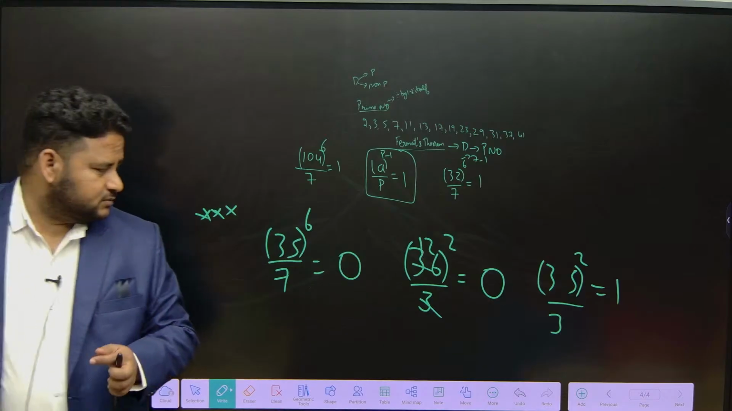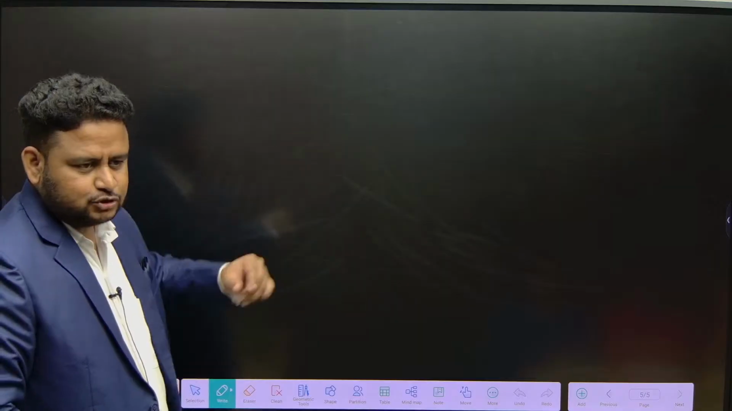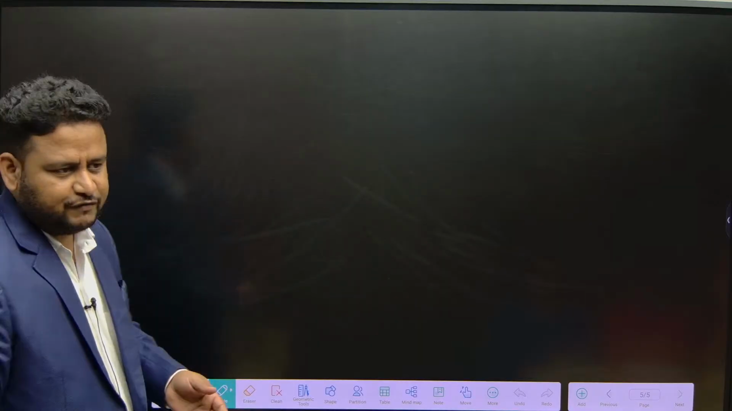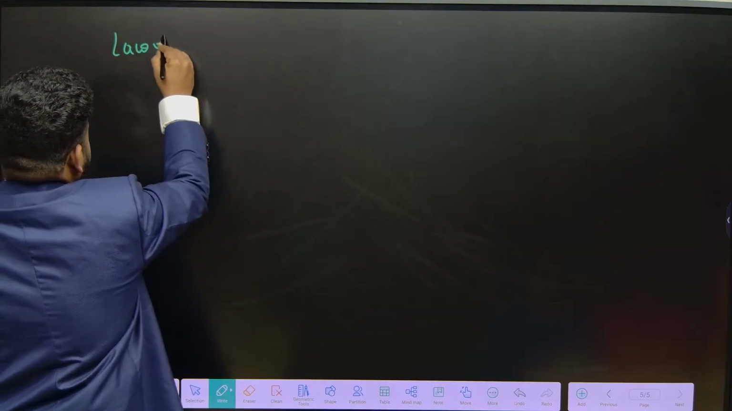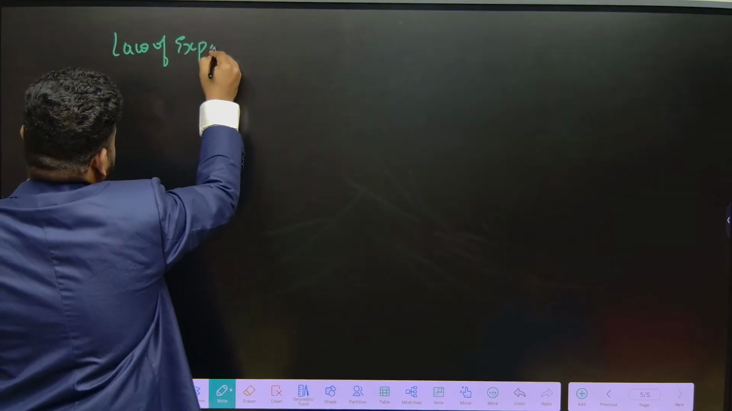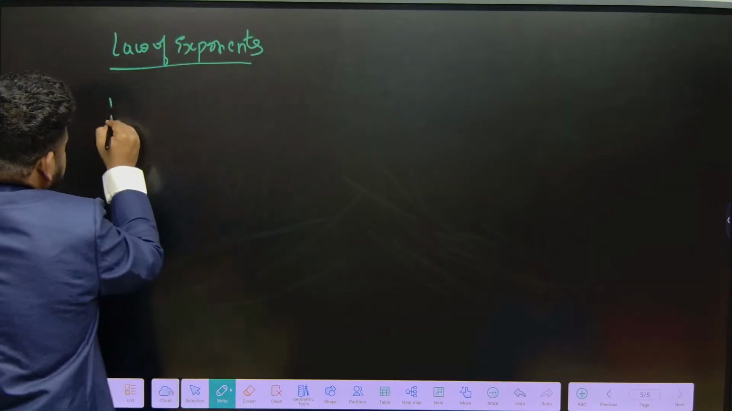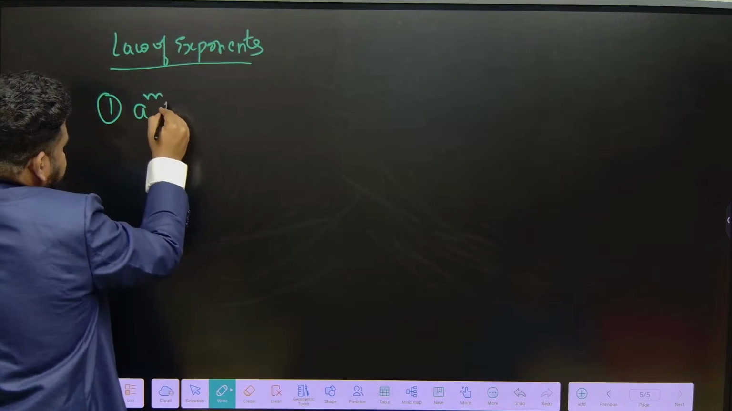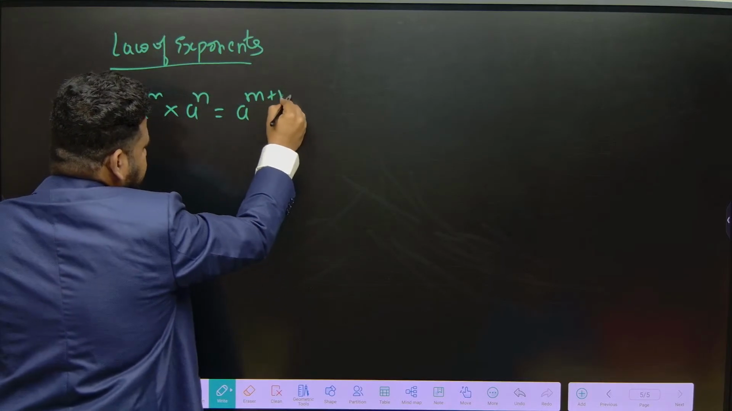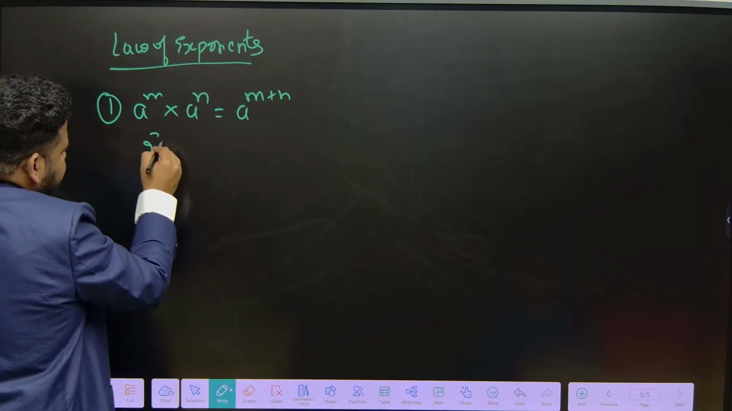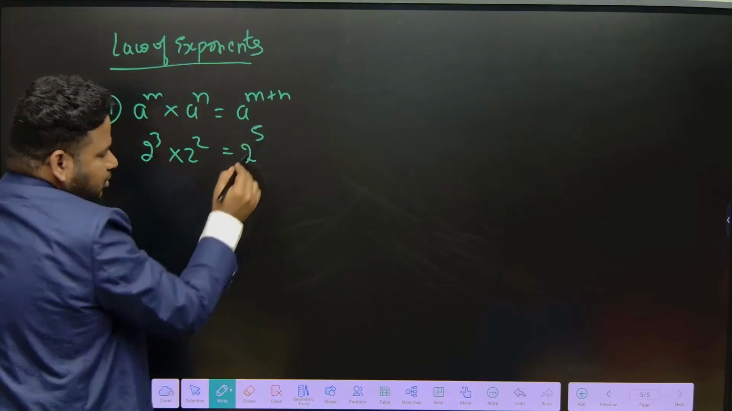But before this, I would like to tell you about the remainder theorem, but before this you should know some laws of exponents. You already know them, but you would have forgotten. Here there are some very important laws that you must know. First, a to the power of m into a to the power of n can be written as a to the power of m plus n. For example, 2 to the power of 3 into 2 to the power of 2 is 2 to the power of 3 plus 2, 2 to the power of 5.